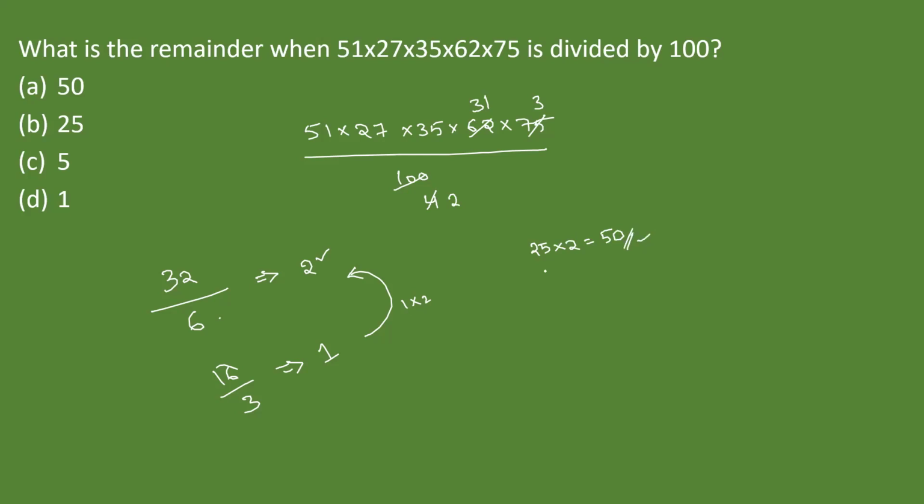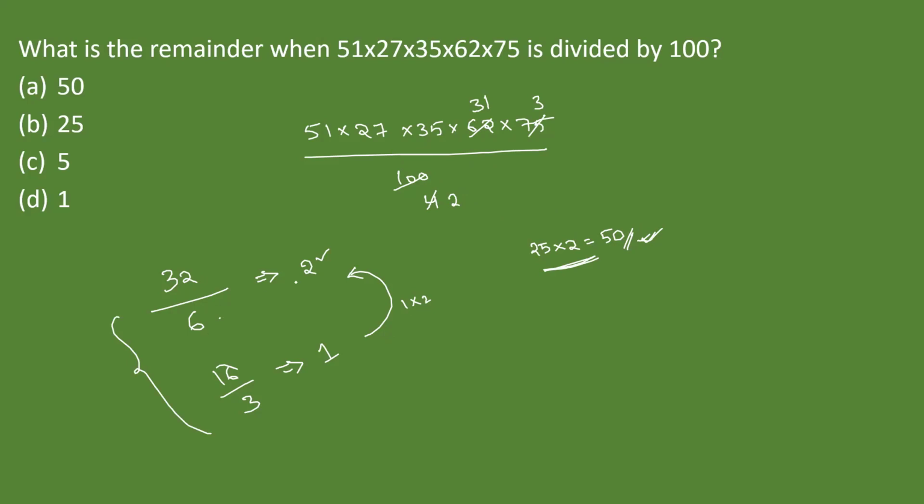So what I need to do is, after finding the remainder for this, I need to multiply the answer with 50. Why? Because actually I am finding the remainder for the simplified one. See this example for your better understanding.